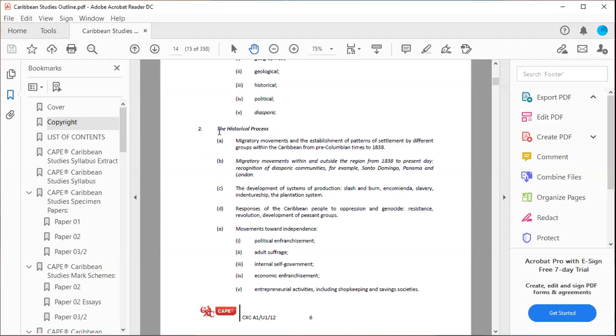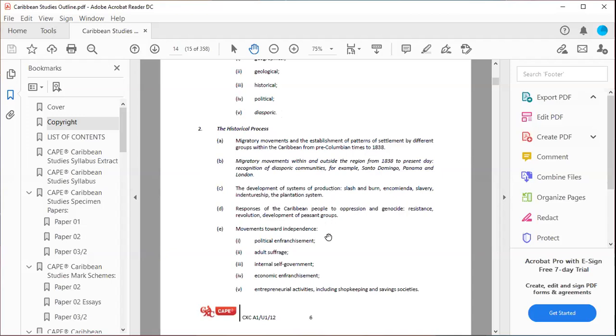Next week we're going to look at 2B, migratory movement within and outside the Caribbean. We migrate all over the place, to places like Santo Domingo, which is in the Caribbean, Panama, London, the US. So we're going back to the diaspora definition, but in greater detail. After that, also next week, I want to touch on the systems of production, such as slash and burn, encomienda, slavery, indentureship, and the plantation system. These are the two topics, 2B and 2C, we're going to look at next week.